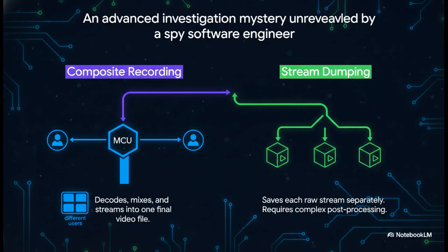Over on the left, you've got composite recording. Think of this like an MCU, a multi-point control unit. It takes in all the different video streams, decodes them, arranges them into a single layout, like the Brady Bunch grid, and then re-encodes one single clean video file. Then on the right, you have stream dumping. This is more of an SFU-style approach. It's way more direct. It just saves every person's raw stream as a totally separate file.